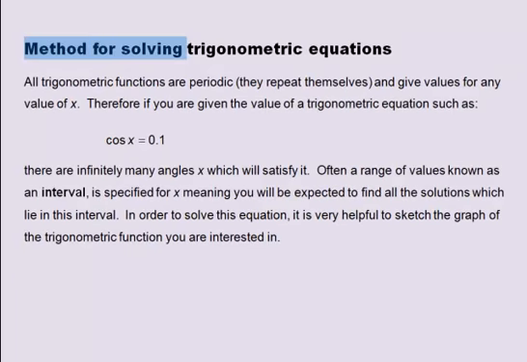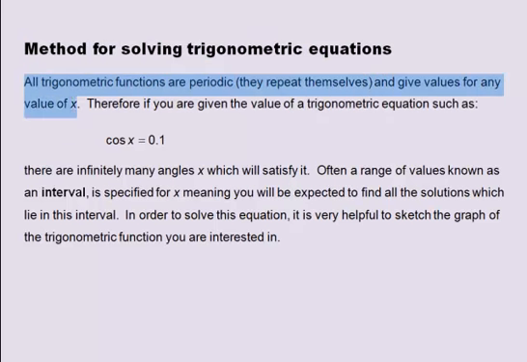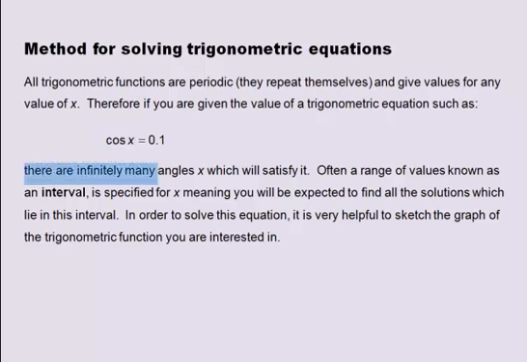Method for solving trigonometric equations. All trigonometric functions are periodic. They repeat themselves and give values for any value of x. Therefore, if you are given the value of a trigonometric equation such as cos of x equals 0.1, there are infinitely many angles x which satisfy it.